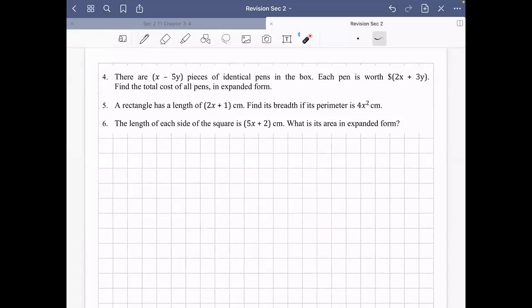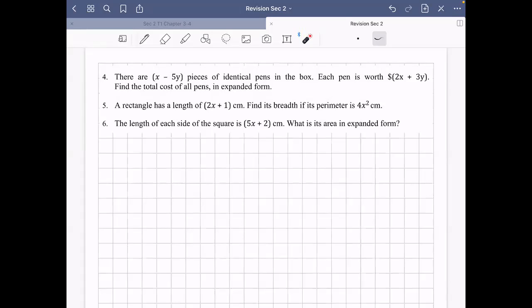Multiply? Yes, correct. You have to multiply, just that, right? It's just written in a situation, but it's the same concept that we have learned before. Okay. How about number 5? Number 5 is a little tricky.